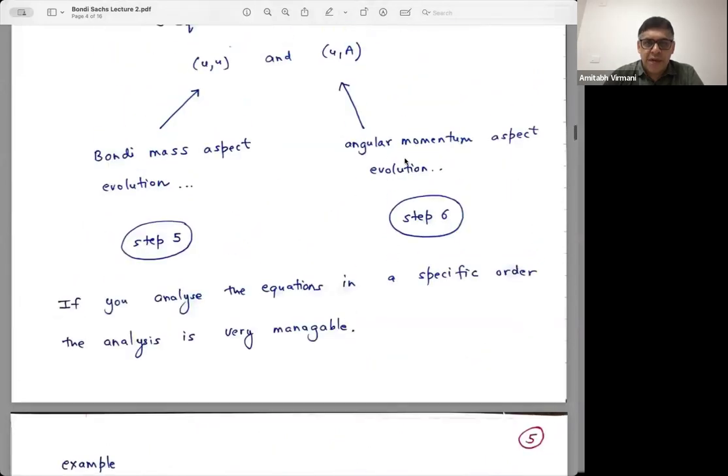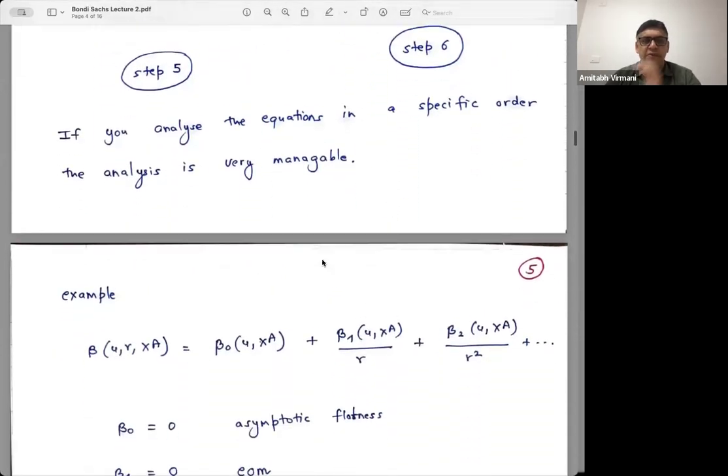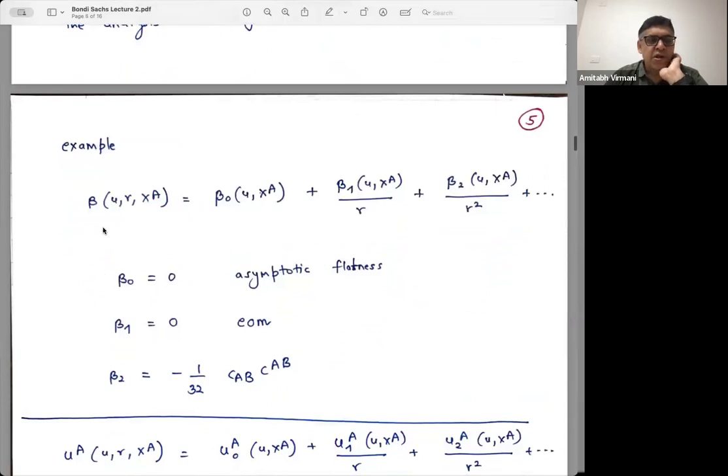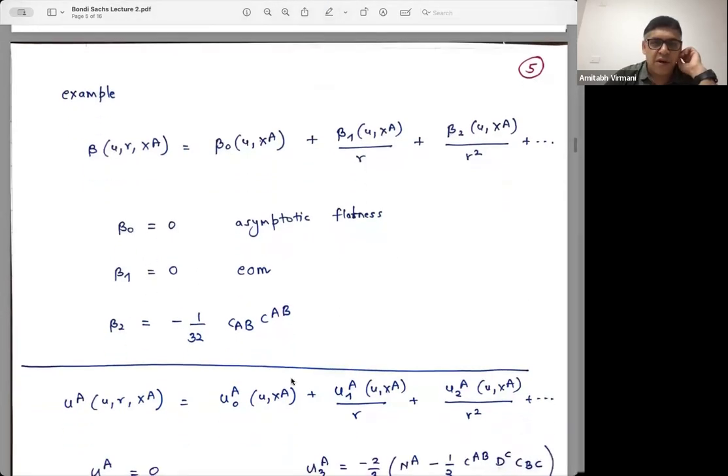I will come to the angular momentum aspect in a moment, just to give an example. Okay, so here is an example. If you analyze the first equation and do the expansion of this function beta in powers of 1 over r, then asymptotic flatness requires beta 0 to be 0. Einstein's equations will tell you that beta 1 is 0. Then beta 2, Einstein's equations will tell you, is related to the CAB, the quantity that determines the Bondi news, in this way: minus 1 over 32 CAB squared. Okay, so this is how it happens.